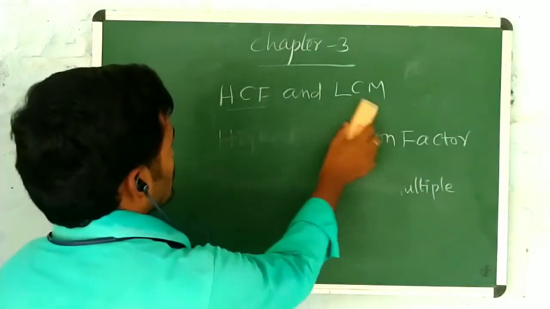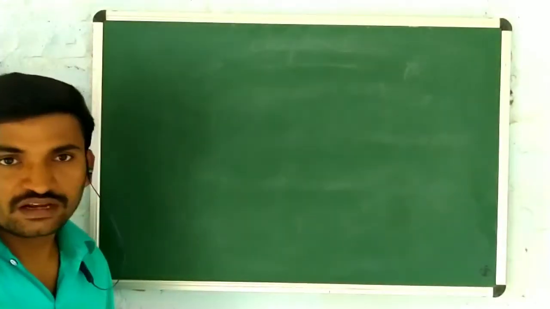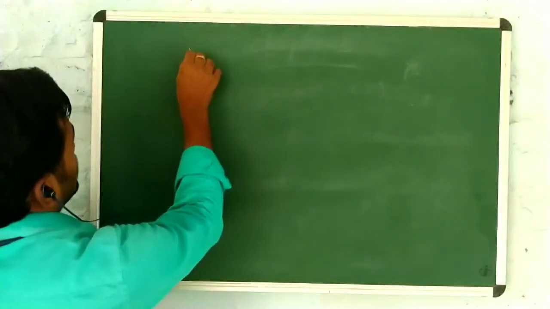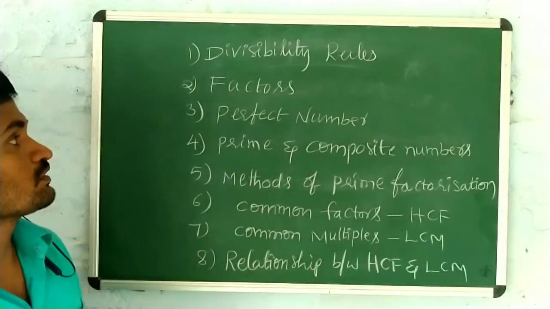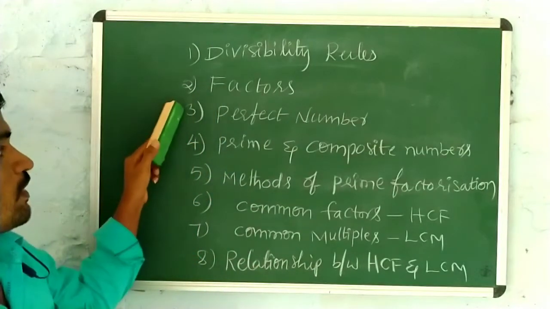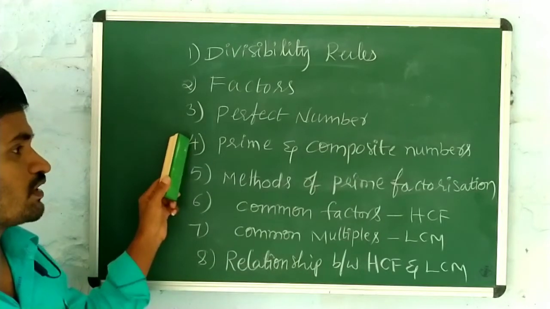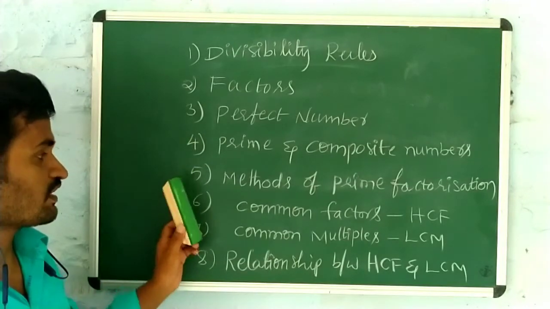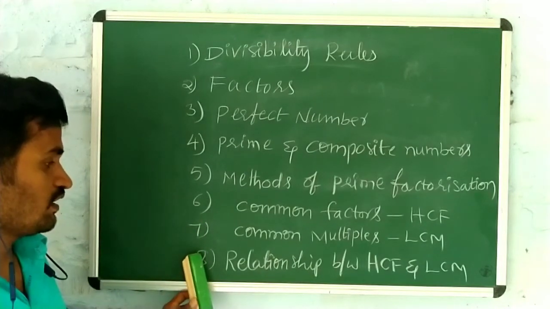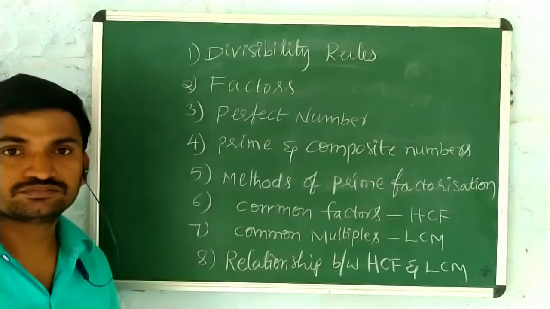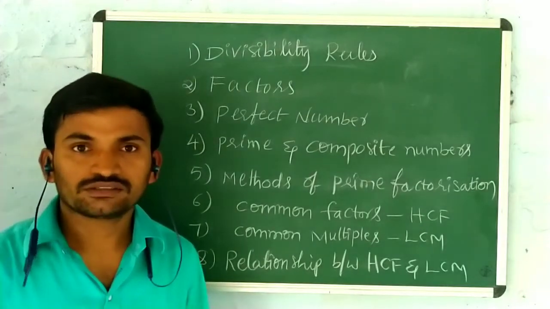See, first of all let us look at the contents. What do we learn in this topic? Divisibility rules, factors, perfect number, prime factorization, prime numbers and composite numbers, methods of prime factorization, common factors, common multiples, as well as the relationship between HCF and LCM. So we will learn about these topics in this chapter.